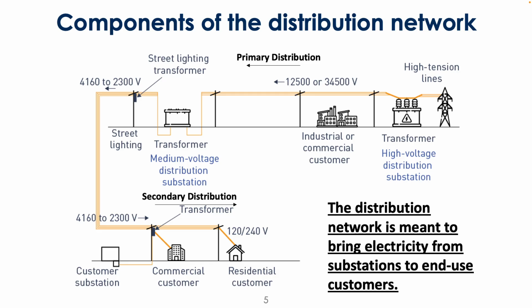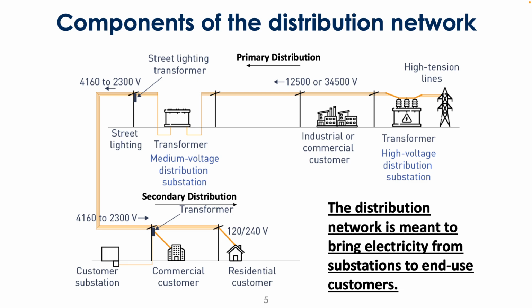When we do this step down, there's commonly multiple levels of voltages on the distribution system. And a lot of folks typically divide this into what's known as a primary distribution and secondary distribution. The easiest way to think about this is the primary typically is your higher voltage in the distribution, and then the secondary is your lower voltage section.